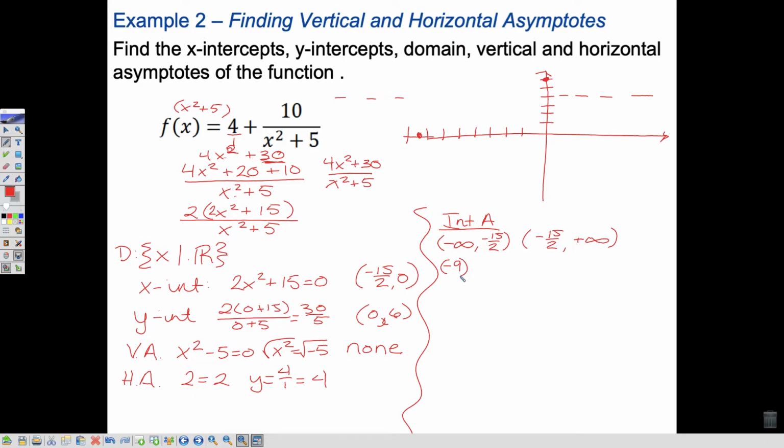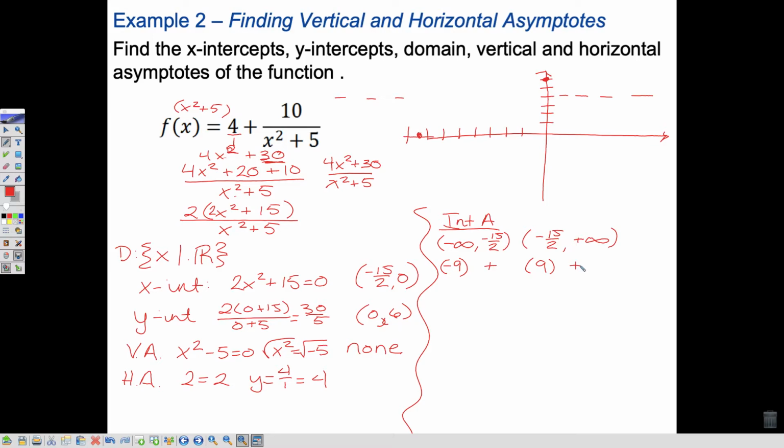Okay, so if I plug in negative 9, I get a positive, don't I? Because it's all squared. Everything's squared. Am I ever going to get a negative? No. So I get a positive. Okay, well, if I plug in positive 9, I get a what? Positive. This graph is bothering me.